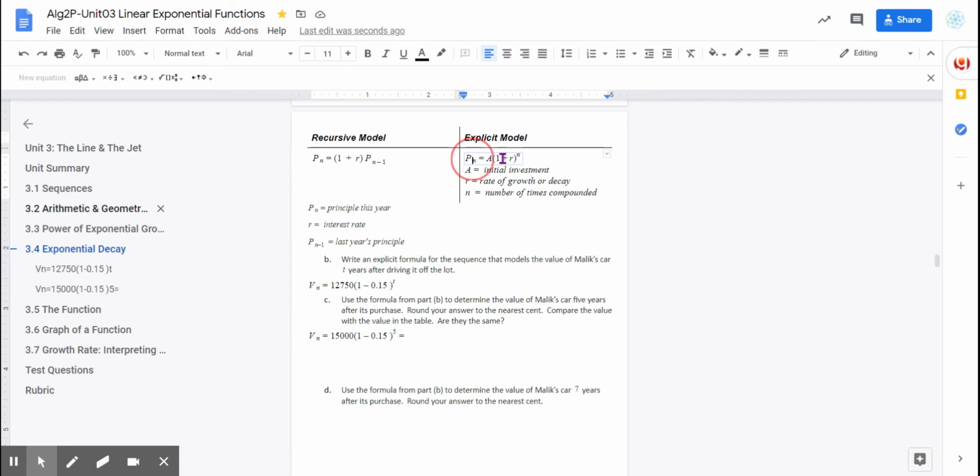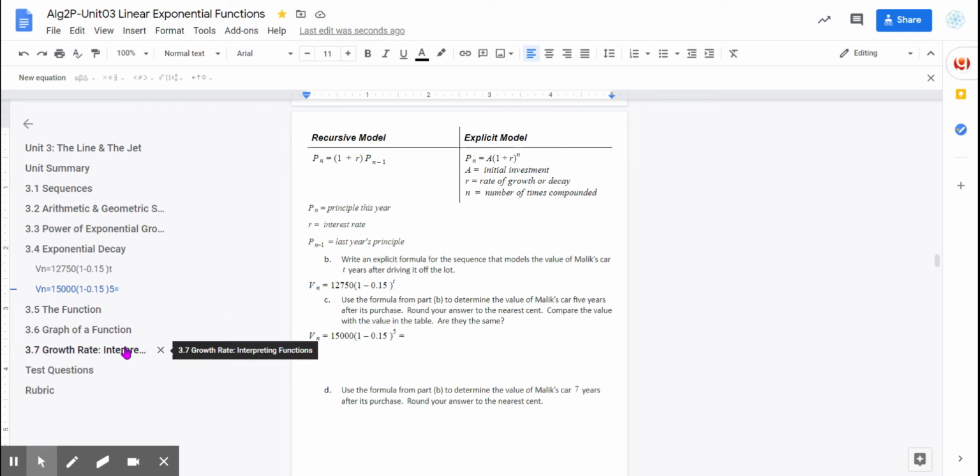So the principal is equal to the $12,750 it is initially worth, minus 15% each year, negative growth rate, and N is the T. Now, if we're going to use the formula from Part B to determine the value of Malik's car 5 years after its purchase, we can then just substitute 5 in for T. Then we can type this into a handy-dandy calculator.